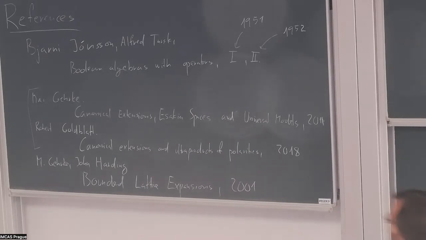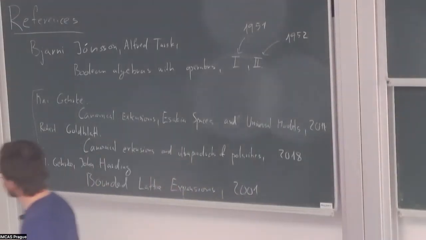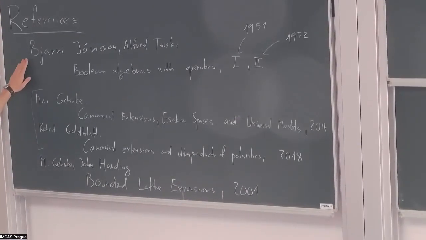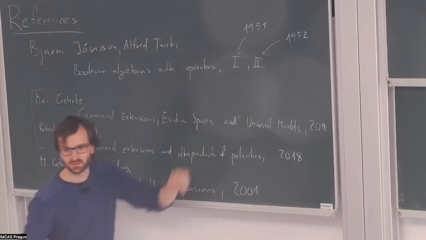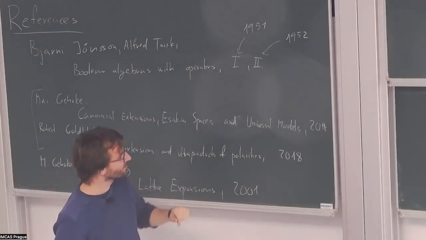I wrote here some references because it takes long to write. The theory originates with these 2 papers by Jónsson and Tarski, Boolean algebras with operators 1 and 2. There's a nice historical survey by Mai Gehrke and Robert Goldblatt, with these 2 papers over here. But the presentation I'm going to be taking mostly goes to Mai Gehrke and John Harding, bounded lattice expansions. I think this is the cleanest or the most polished treatment of this theory. So as you see, this is spanning over 50 years, right?